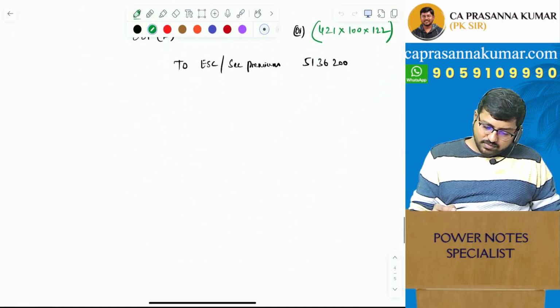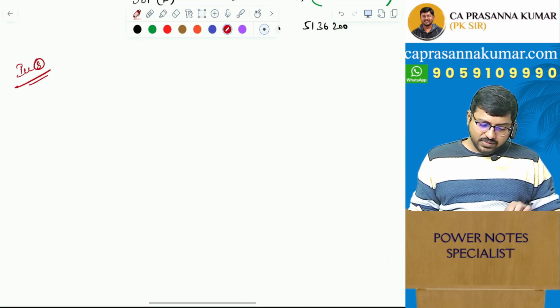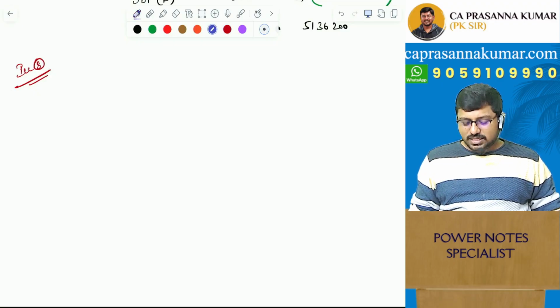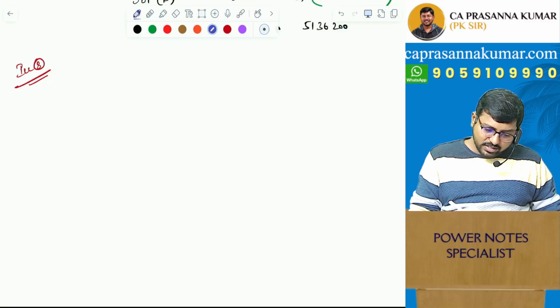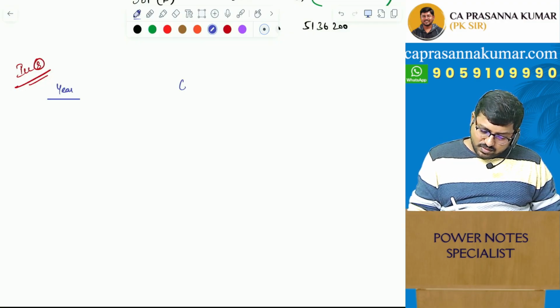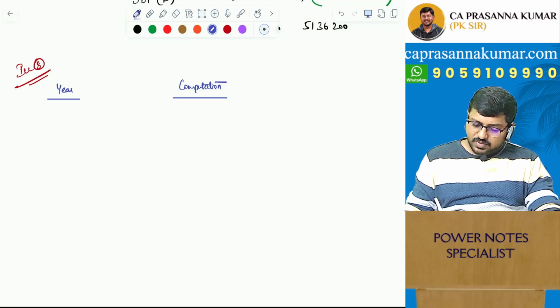Illustration 8. You guys are ready? No need to pass any entries, so we'll do the calculation fair and simple. I'll have year as one column, computation as another column, and fair value of options as one column.